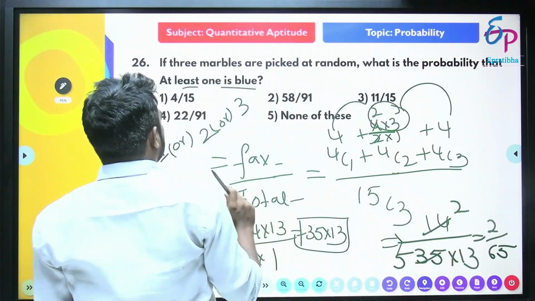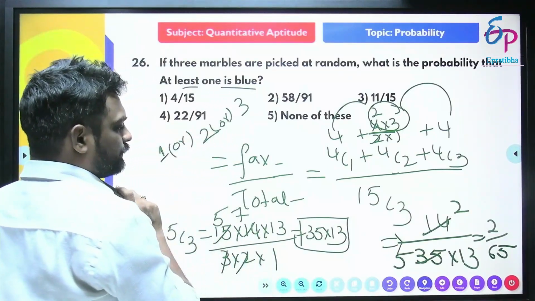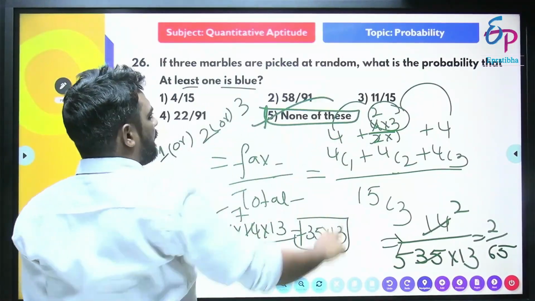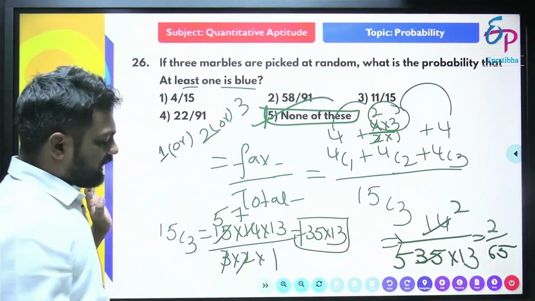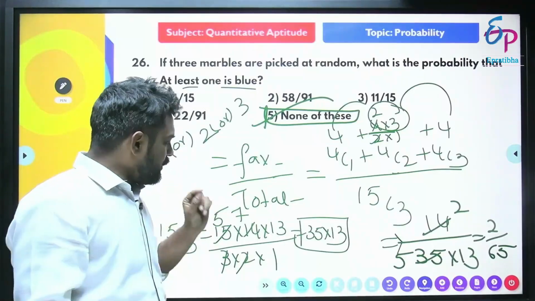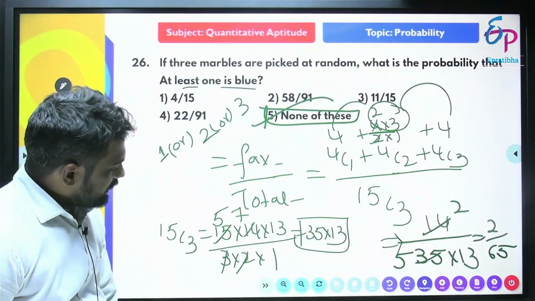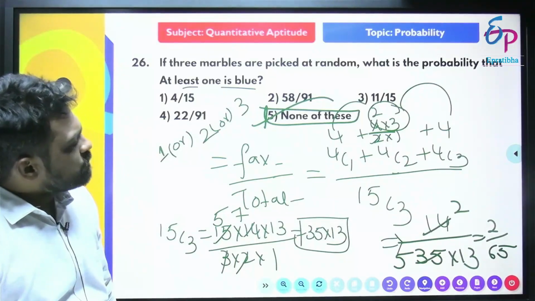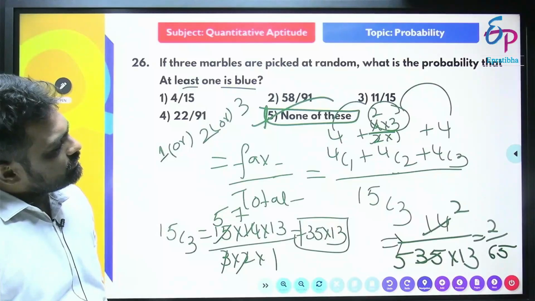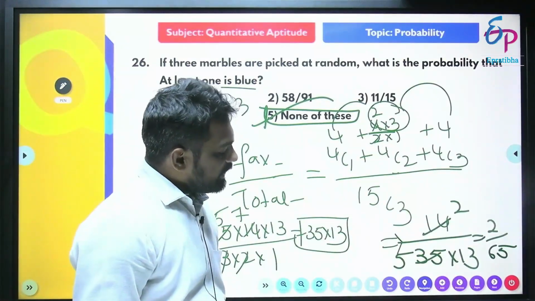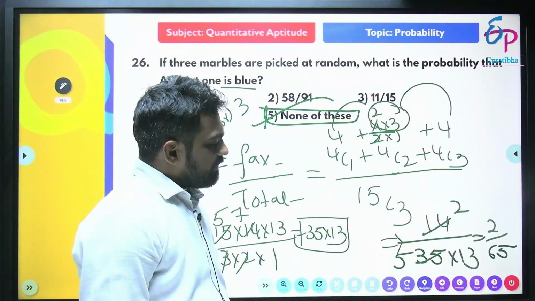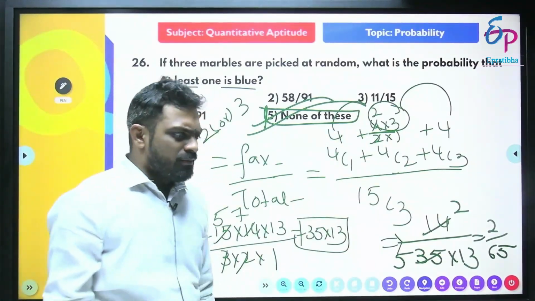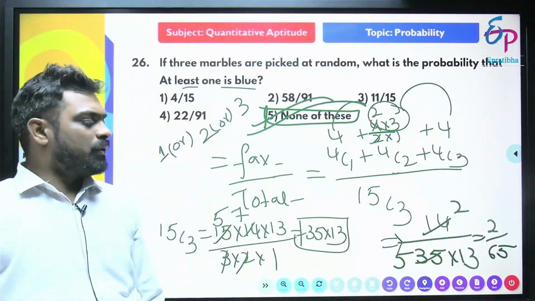Where exactly is 2 by 65? We haven't found 2 by 65 in the options. None of these is the answer for the given question. We shall check whether we made any mistake. 15 into 14 into 13, 3 fives are 15, 2 sevens are 14, 35 into 13, up to here no mistake. Blue marbles: 4C1 is 4, 4C2 is 4 into 3 by 2 into 1, 6, plus 6 is 10, 4C3 is 4, so 14 by 35 into 13, which is 2 by 65. There is no doubt at all. 2 by 65 is not available in any of the options, so option number 5, none of these, is the answer for the given question.